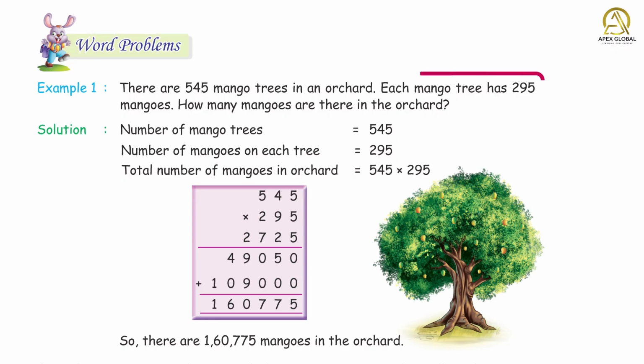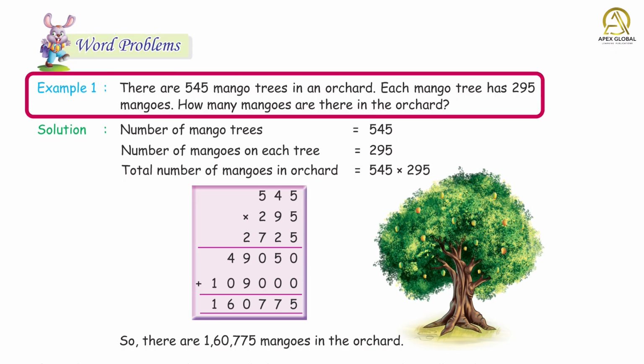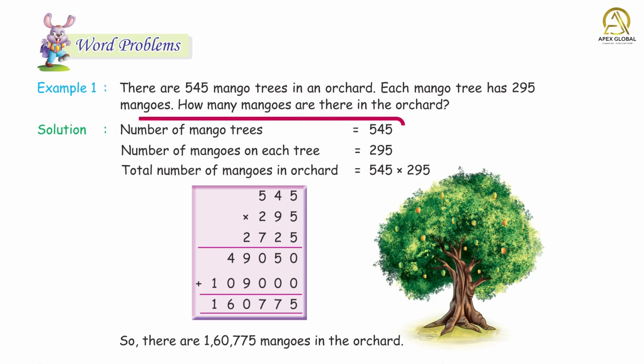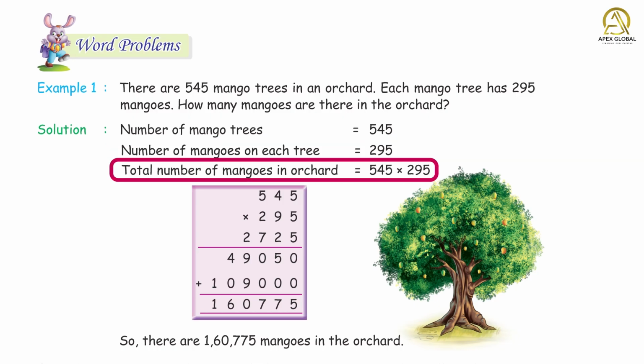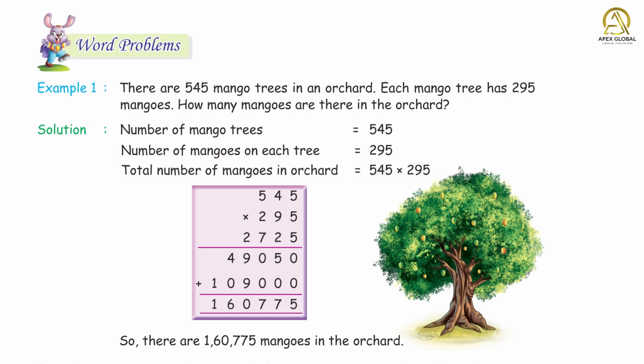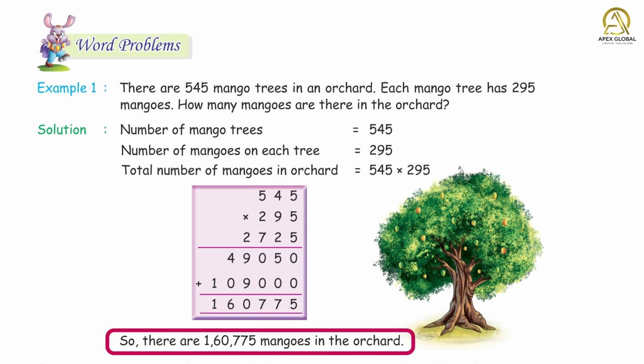Word problem. Example 1. There are 545 mango trees in an orchard. Each mango tree has 295 mangoes. How many mangoes are there in the orchard? Solution. Number of mango trees 545. Number of mangoes on each tree 295. Total number of mangoes in orchard 545 into 295. So there are 1,60,775 mangoes in the orchard.